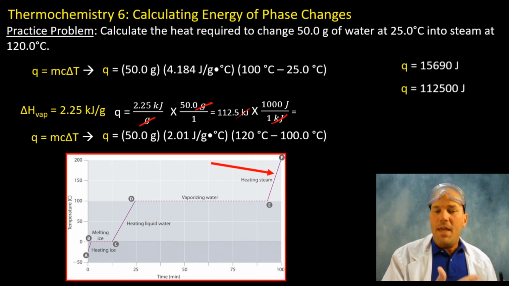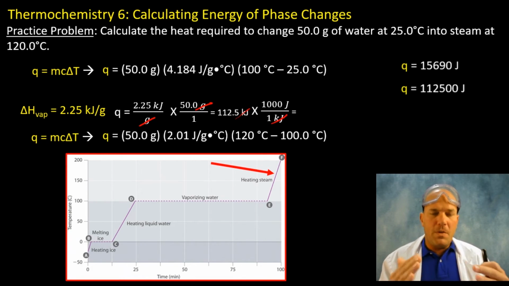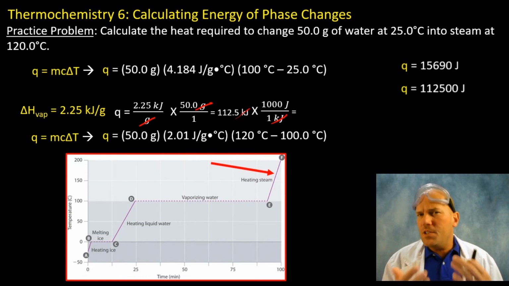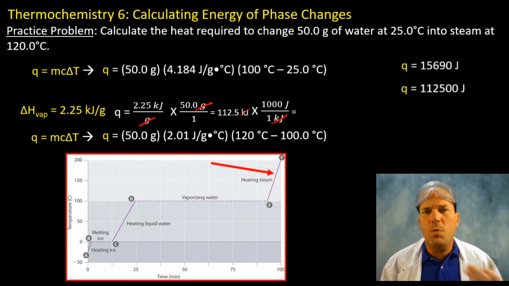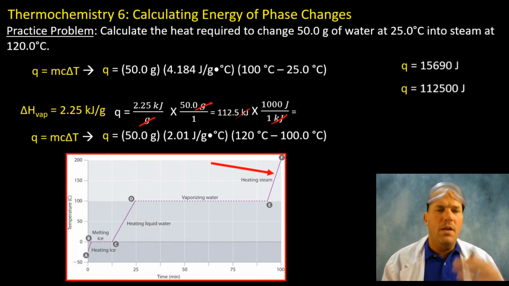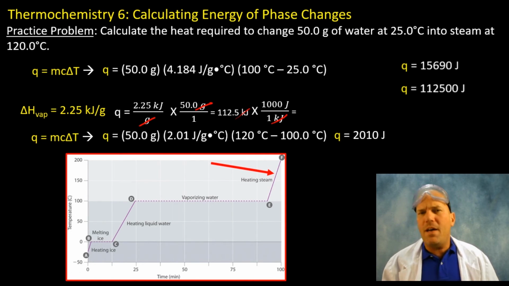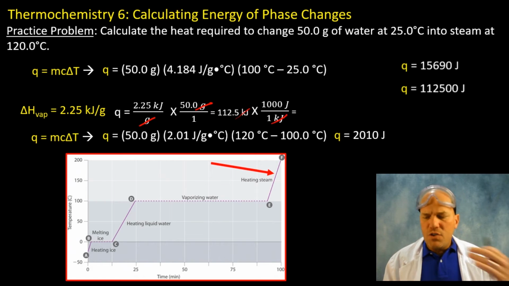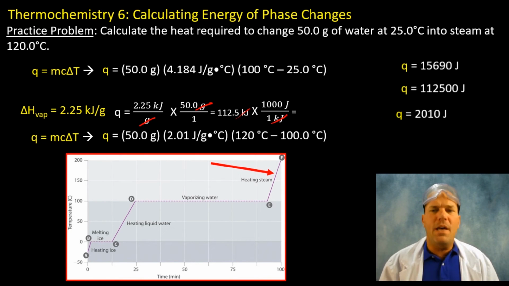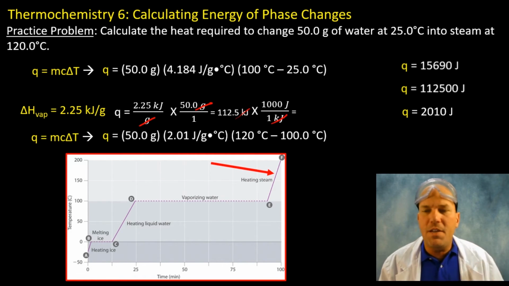and is indicated graphically as a slope that is greater than segments AB and CD. Okay, our delta T, or change in temperature, is 120 minus 100, which gives us a heat quantity of 2,010 joules. Let's go ahead and put that over with the other three calculations.